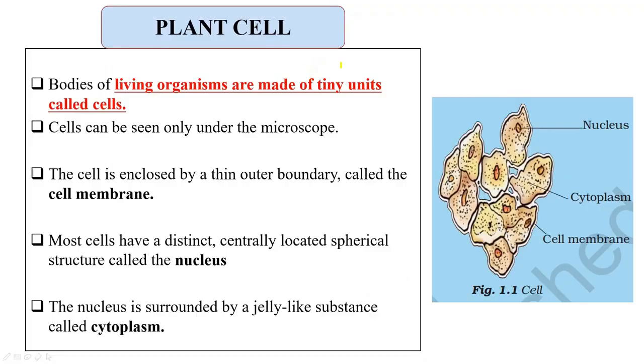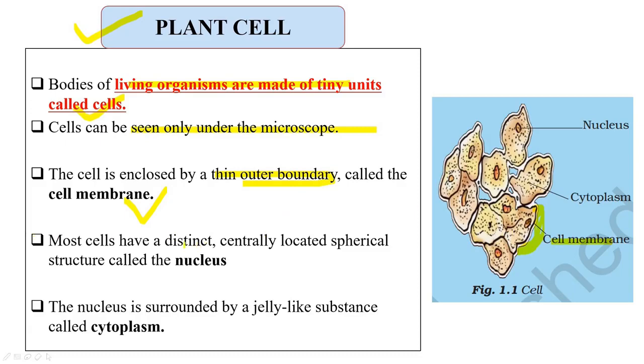But before completing this chapter, let's take a look at plant cell. It's given in your book, so just go through it once. So it says that all living organisms are made up of tiny units called cells. Cells can only be seen under microscope. The cell is enclosed by a thin outer boundary called cell membrane. See, this is the boundary. So this is called cell membrane.